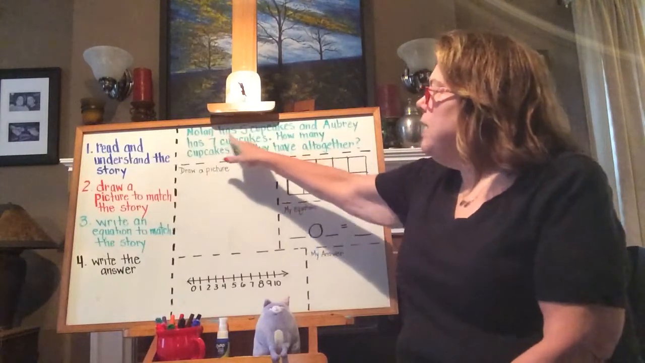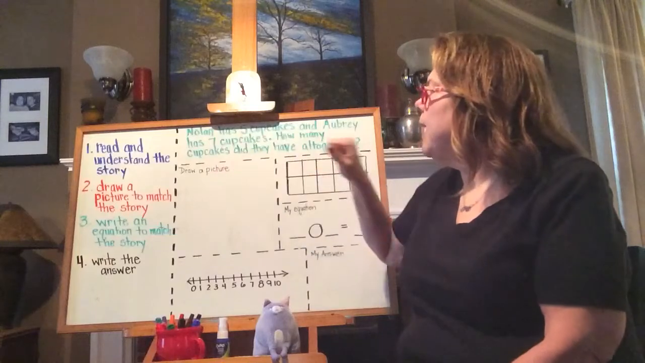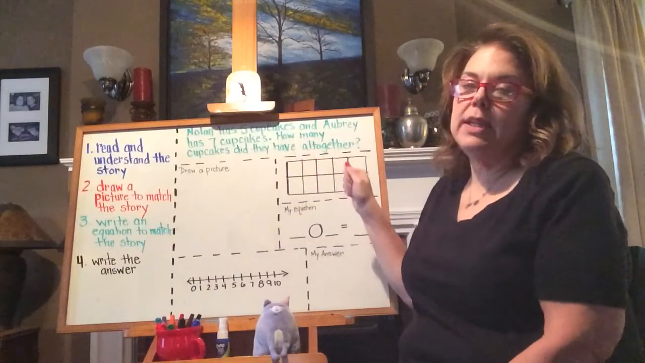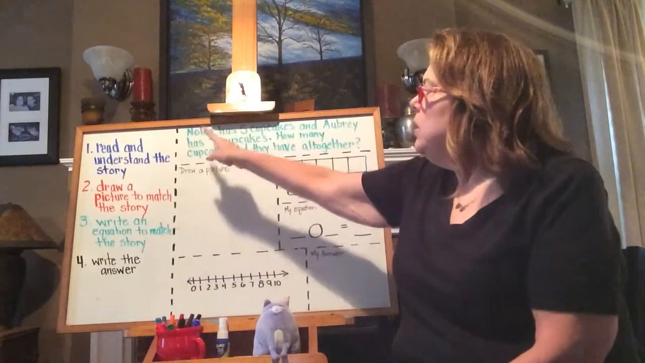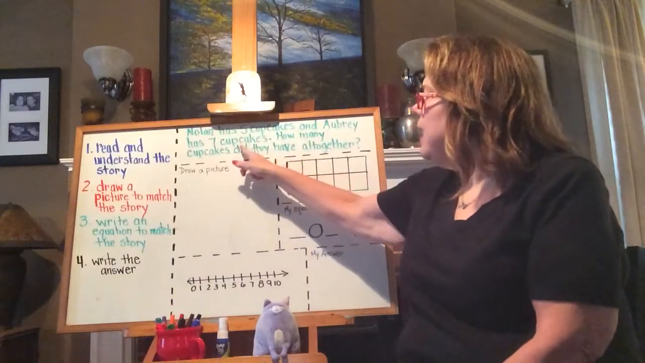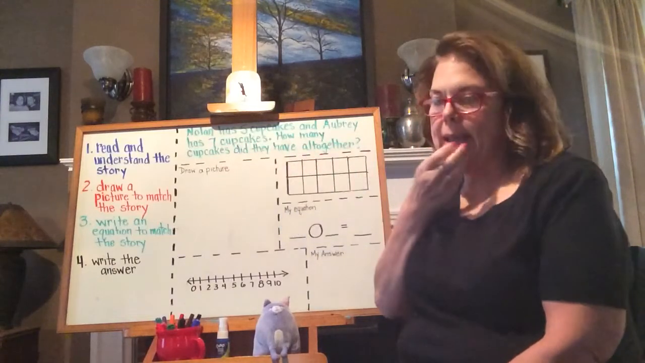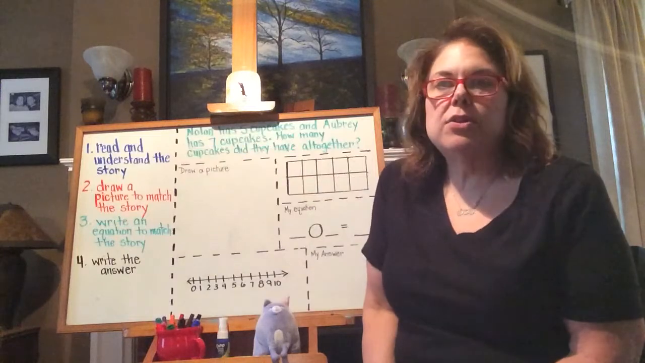It says, Nolan has 5 cupcakes and Aubrey has 7 cupcakes. How many cupcakes did they have all together? So I'm going to read that again, just make sure I get it up here. Nolan has 5 cupcakes and Aubrey has 7 cupcakes. How many cupcakes did they have all together? So make sure I want to read and now I want to understand the story.